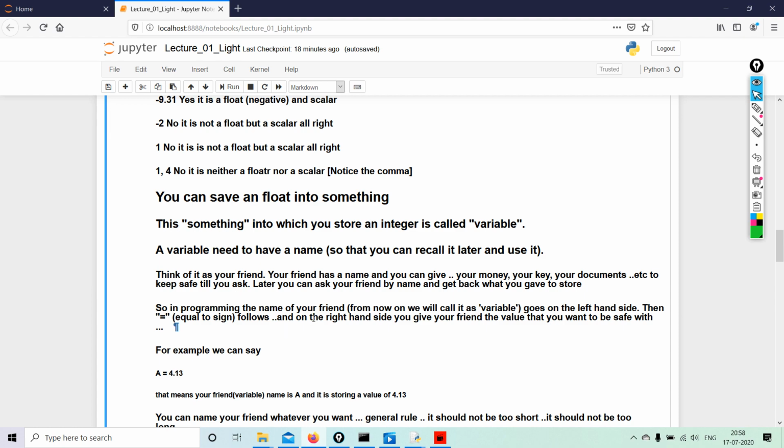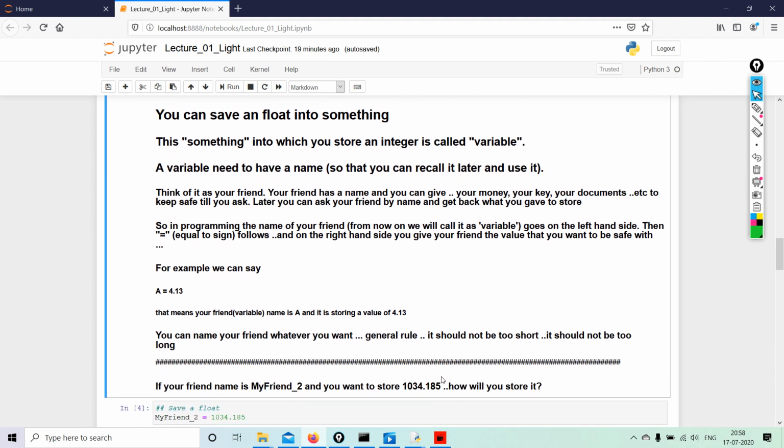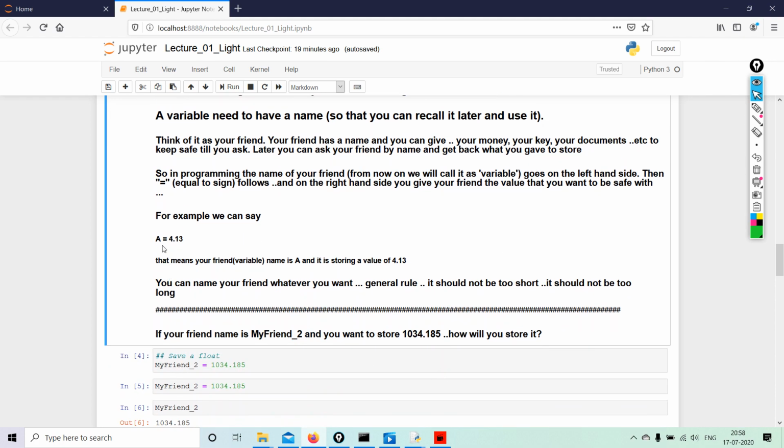So in programming the name of your friend, from now on, we'll call it a variable, as we saw during integers. On the left hand side, then equals to, follows, and on the right hand side, you give your friend the value you want to be safe with. So here I am giving the value as a equals to 4.13. That means your friend variable name is a and it is storing a value of 4.13.